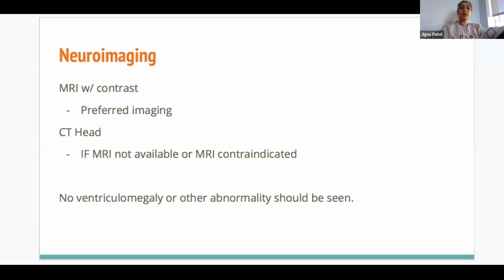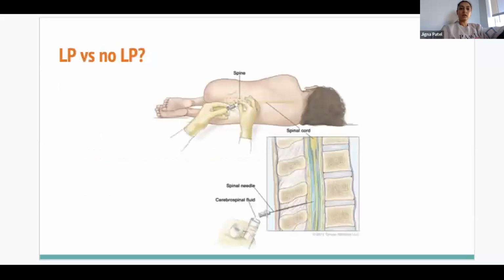Okay, so let's say you've gotten your imaging done on this patient. The imaging doesn't show any sort of other abnormality, no mass, no thromboses. Would you guys want to do an LP on this patient?